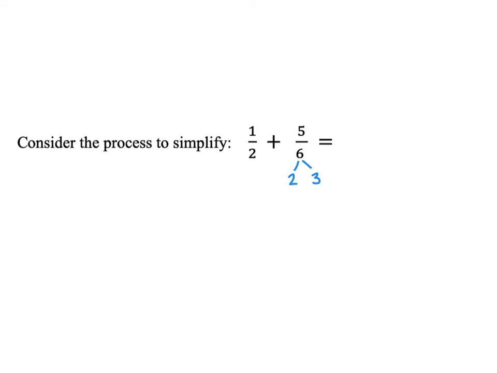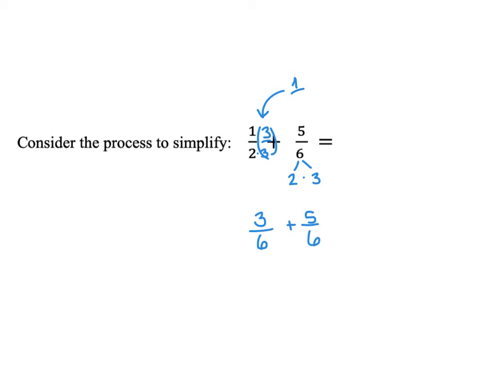So, a long time ago, you probably broke down 6 into a product of primes of 2 times 3. So if I want the denominators to be the same, they have to share the same common factors here. This 1/2 has a factor of 2. It also needs a 3 to be equivalent to the other. If I multiply the denominator by 3, I must also multiply the numerator by 3 because this is a disguised form of 1. I can then rewrite the first fraction as 3/6 plus 5/6.